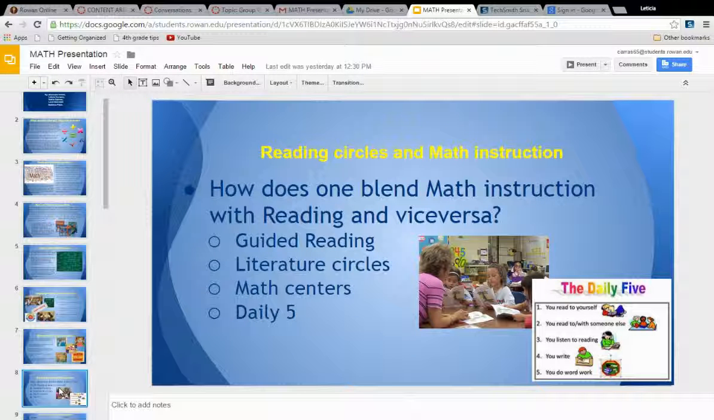We can incorporate these math readers and math content in literacy classrooms as we do guided reading, literature circles, math centers, and daily fives. We can use these math content areas of instruction while incorporating them into the literacy activities, such as the ones listed in this slide, by focusing on content but applying the strategies that are needed in literacy classrooms.